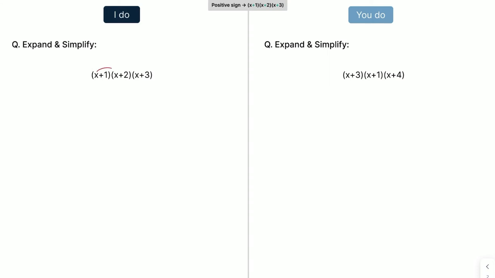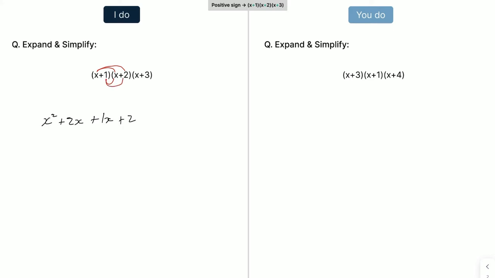So we're going to do x times x. That gives us x squared. We are then going to do x times 2. That gives us plus 2x. We are then going to do 1 times x. So we're going to expand everything in that bracket by everything in the next bracket. So that's 1x. And finally, we are going to do 1 times 2, and that is plus 2.